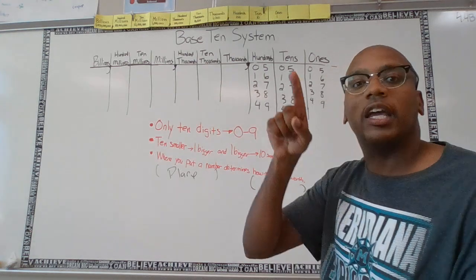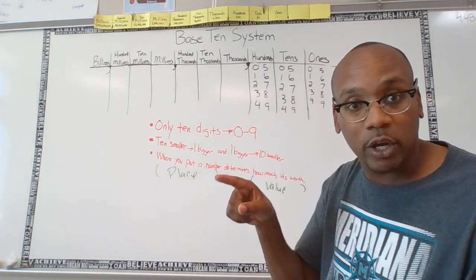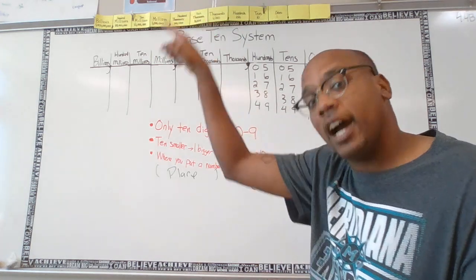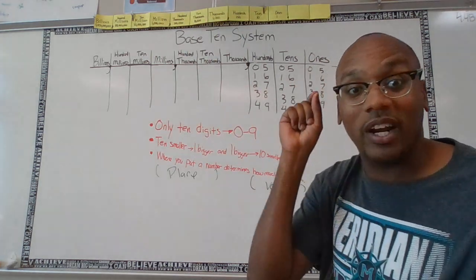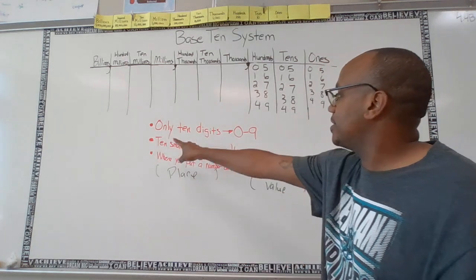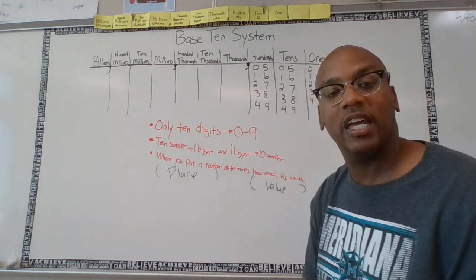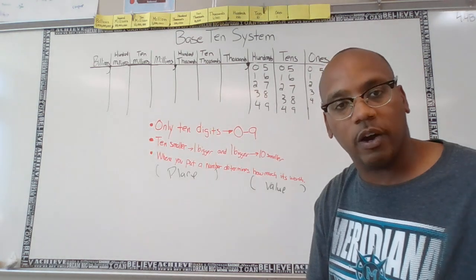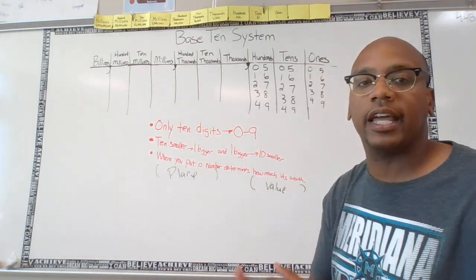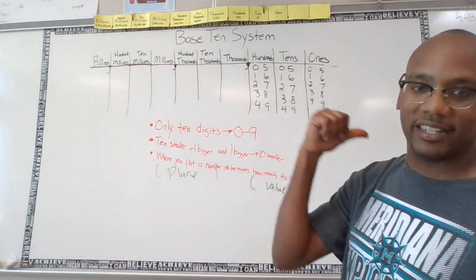10 millions can be traded in for 10 million. 10 10 millions can be traded in for 100 million. And 10 100 millions can be traded in for 1 billion, because 10 smaller ones can be traded in for one bigger one. The opposite is true as well. I can decompose, I can go backwards, I can break down a big value into 10 smaller ones, right?